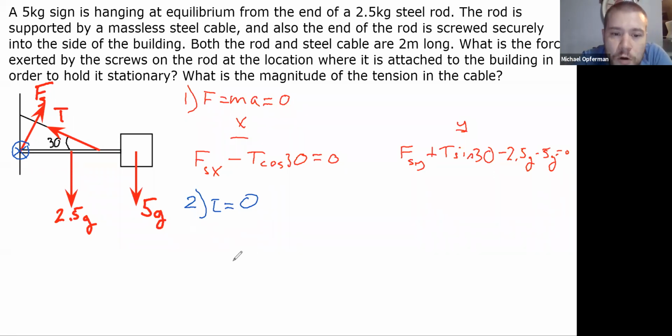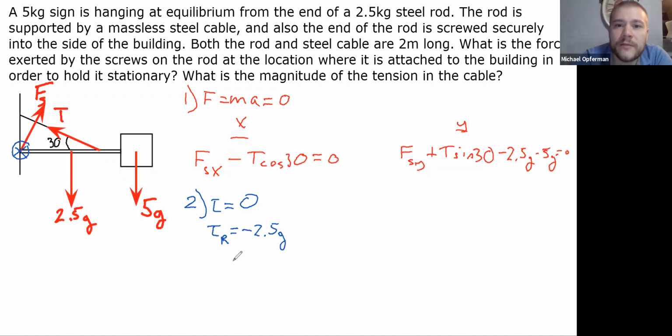The torque from the rod is going to be, first of all, clockwise. Second of all, the force is 2.5 G and it is tangential. And then third of all, I need the distance from the axis to the 2.5 G force.